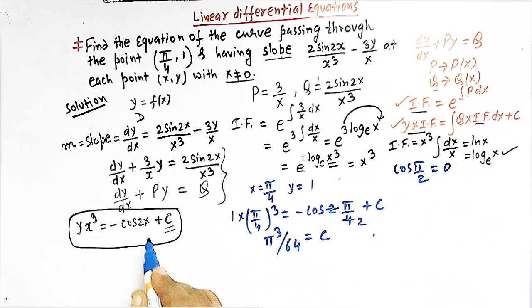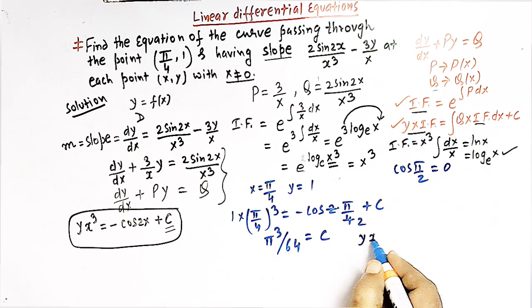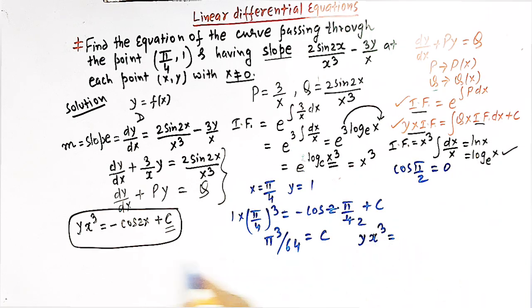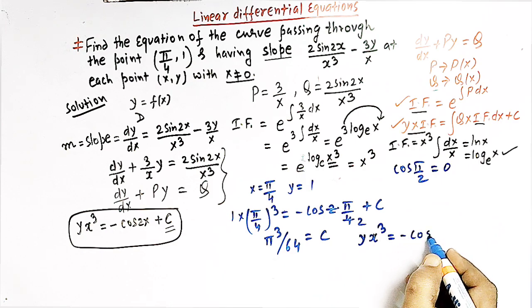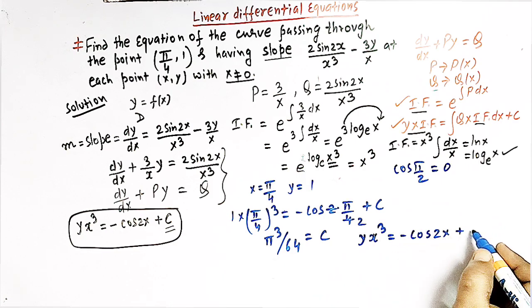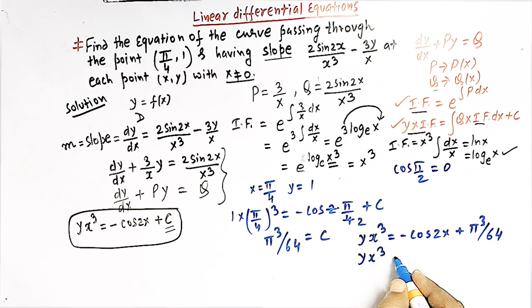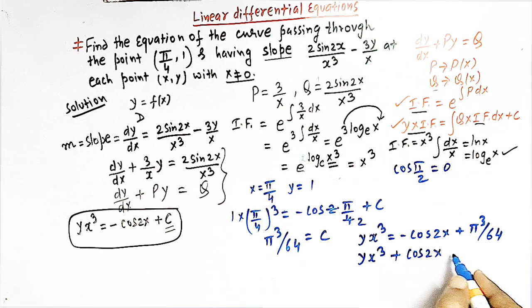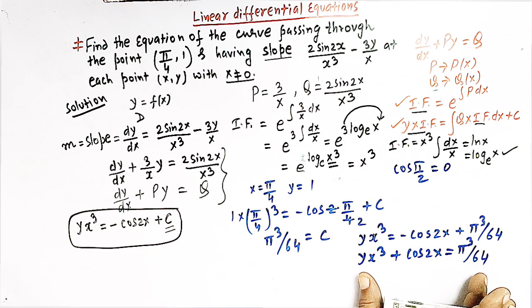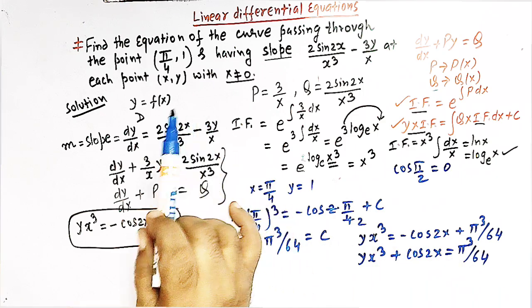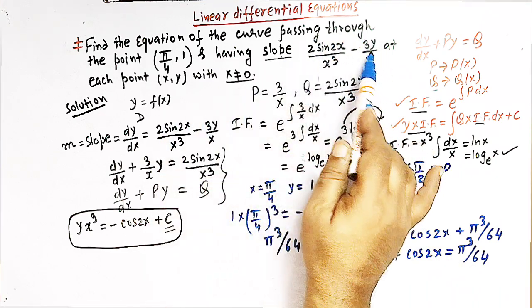So substituting this value over here, we can get the particular solution, that is y x cube is equal to minus cos 2x, and here we have plus pi cube over 64, right? Now taking this negative cos 2x to the left hand side, we have y x cube plus cos 2x is equal to pi cube over 64, right? So this is the required equation of the curve whose slope is given by this expression.